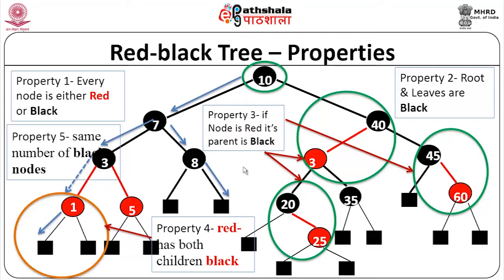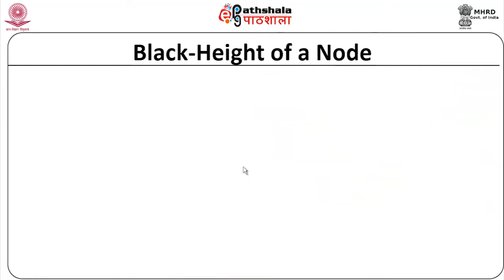If you take the path 10, 7, 8, again you will not count 10. So, 7, 8, null, again 3. 7, 8, the other side of null, 3. 7, 3, null through 5, again 3. So, that is the property that says same number of black nodes from every node. This is true for every node. We took 10 as the root node. So, these are the red black properties.